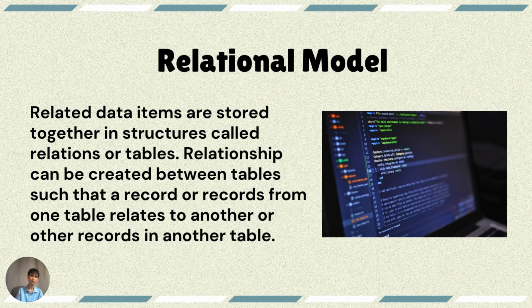In the relational model, related data items are stored together in structures known as relations or tables. What's interesting is how relationships can be created between these tables. This means that records from one table can relate to others in different tables, allowing for a more structured and organized way to handle data.